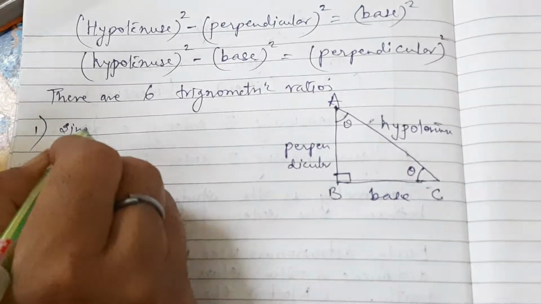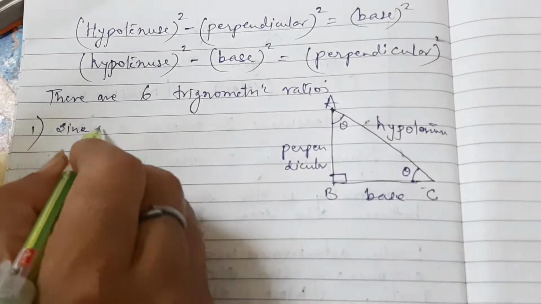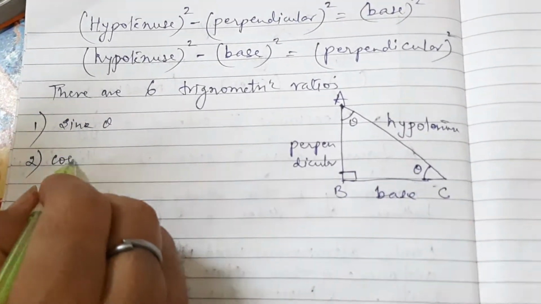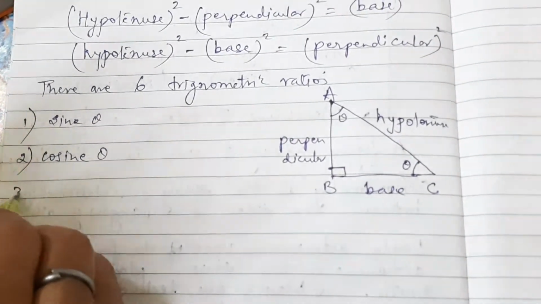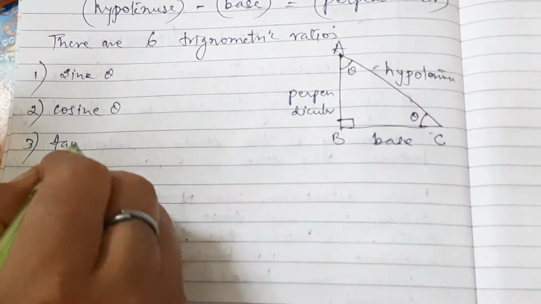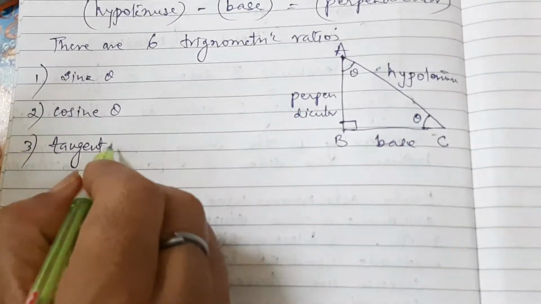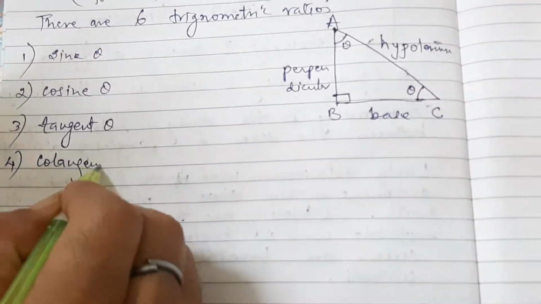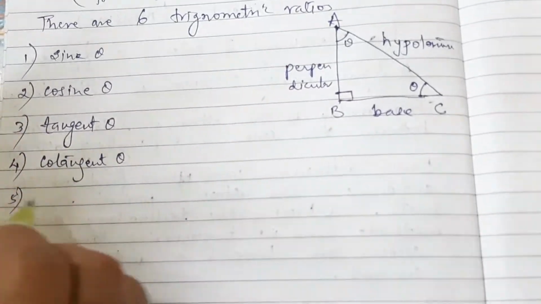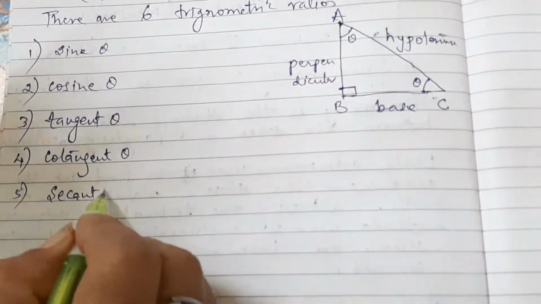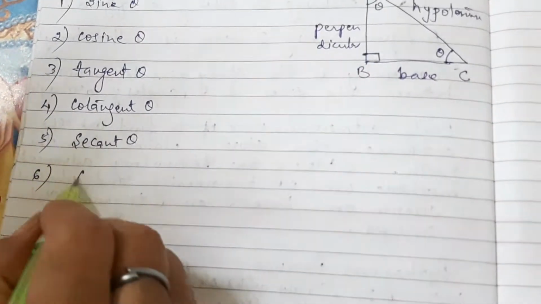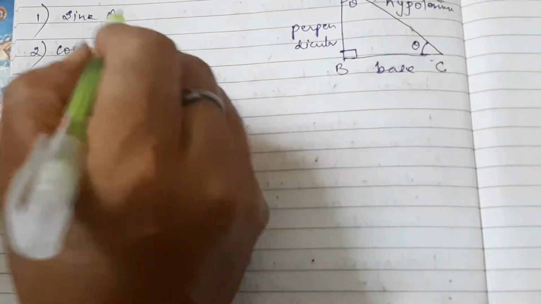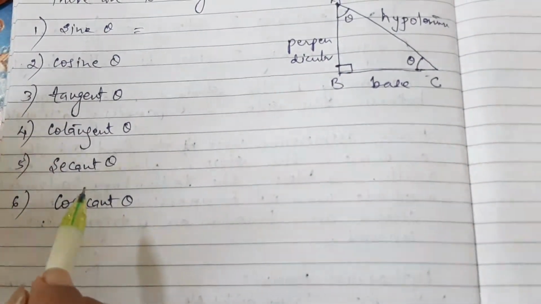First one is sine theta. Second is cosine theta. Third is tangent. Fourth is cotangent. Fifth is secant. And sixth is cosecant. There are 6 trigonometric ratios.